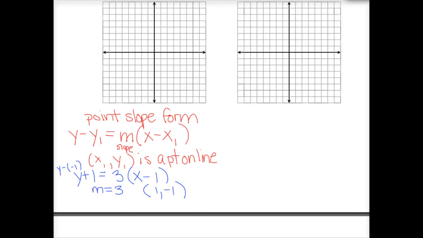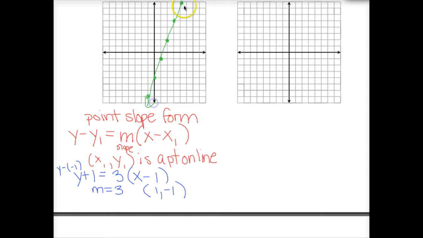So if I go ahead and plot that point, 1, negative 1, so right 1, down 1, here's the point, 1, negative 1, and then use my slope from there. My slope is 3, so that means from that point, I'm going to be moving up 3, 1, 2, 3, right 1, up 3, right 1, up 3, right 1, till I'm off the page. The other direction, down 3, left 1, down 3, left 1, and then connect our dots.